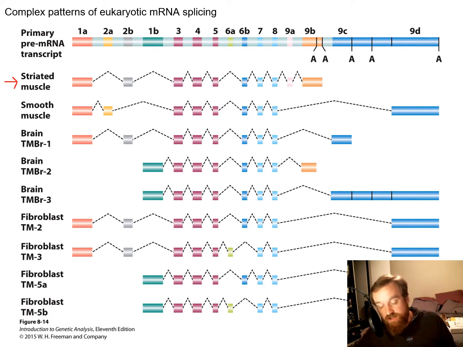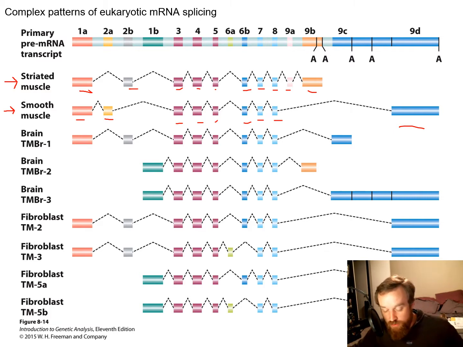And so first, if we incorporate exon 1A, so I'll highlight here, exon 2B, exons 3, 4, 5, 6B, 7, 8, 9A, and 9B, we get the product of a protein incorporated into striated muscle. Now, the same gene, if instead we incorporate exons 1A, 2A, 3, 4, and 5, 6B, 7, 8, and then 9D, we get the protein that is incorporated into smooth muscle.